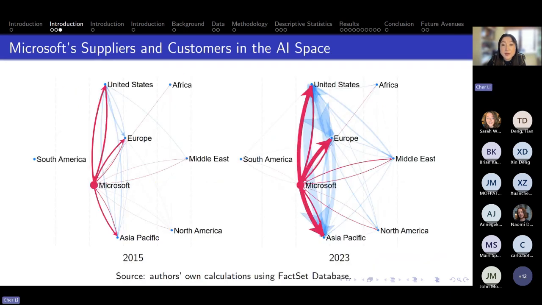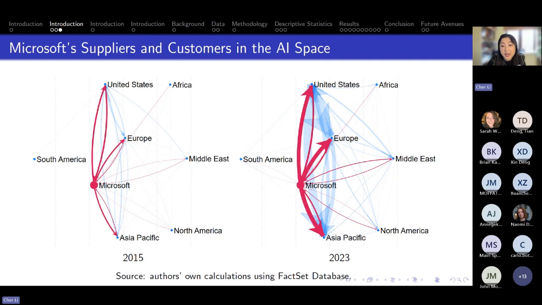So let's look at the Microsoft example again, how this plays out in practice, using the data we have on the Microsoft global suppliers and customer networks within the AI ecosystem. Here what you see is Microsoft's AI-related supply chain in 2015 on the left, and 2023 on the right. This juxtaposition really helps highlight how much their network has expanded within those 9 years, with much stronger links now to the US, Europe, and Asia Pacific.